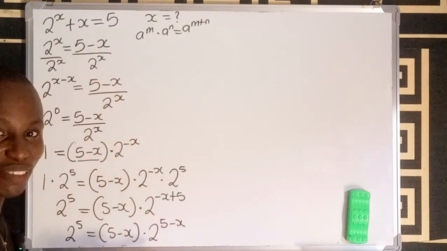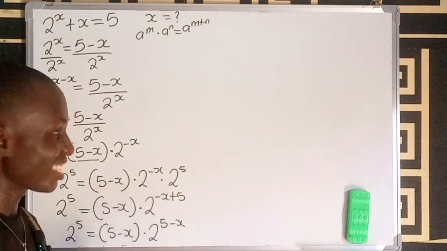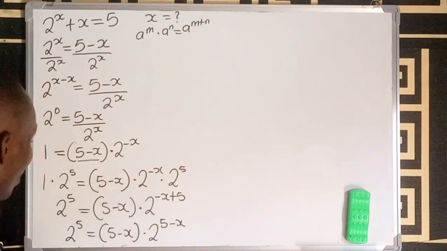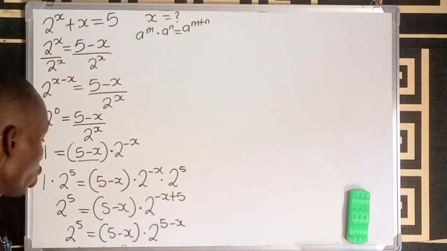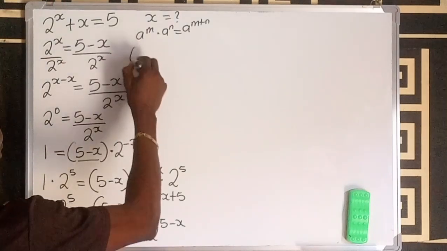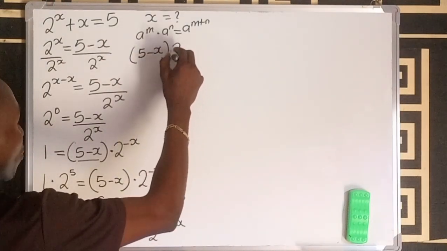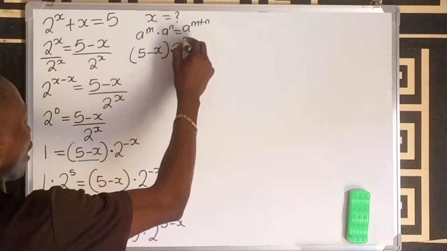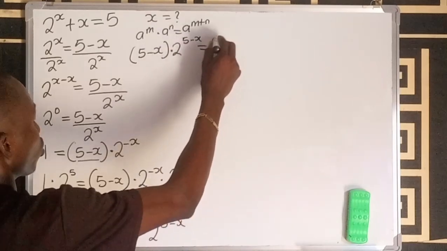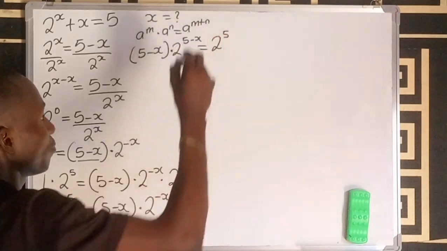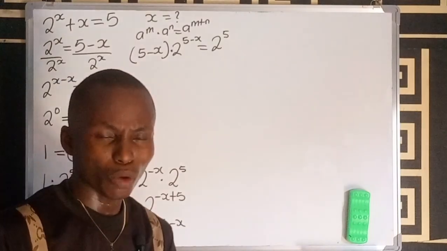That's amazing. This is pocket genius, my brothers and sisters. I love this. Alright, at this point, what are we going to do? Do you know that this is the same thing as 2 to the power of 5 minus x multiplied by 2 to the power of x? So 2 to the power of 5 minus x multiplied by 2 to the power of x is equal to 2 to the power of 5.